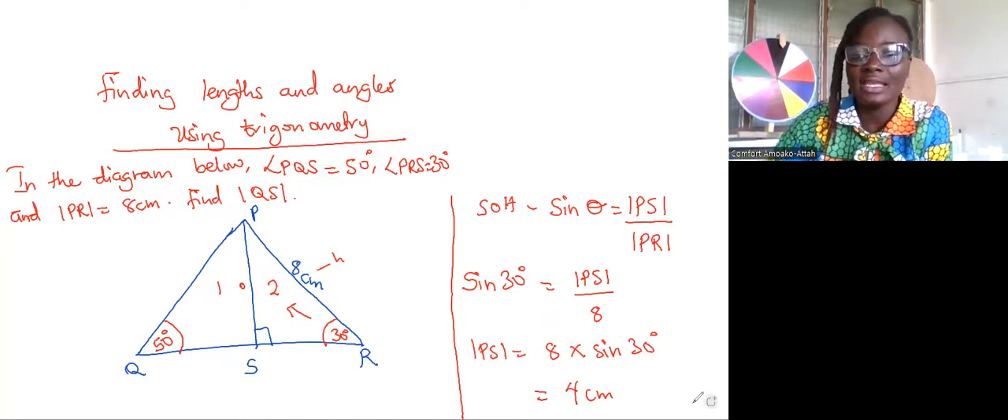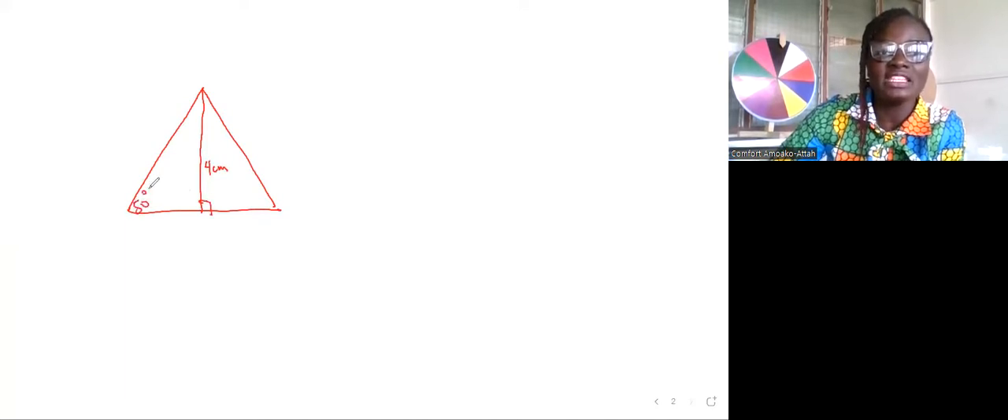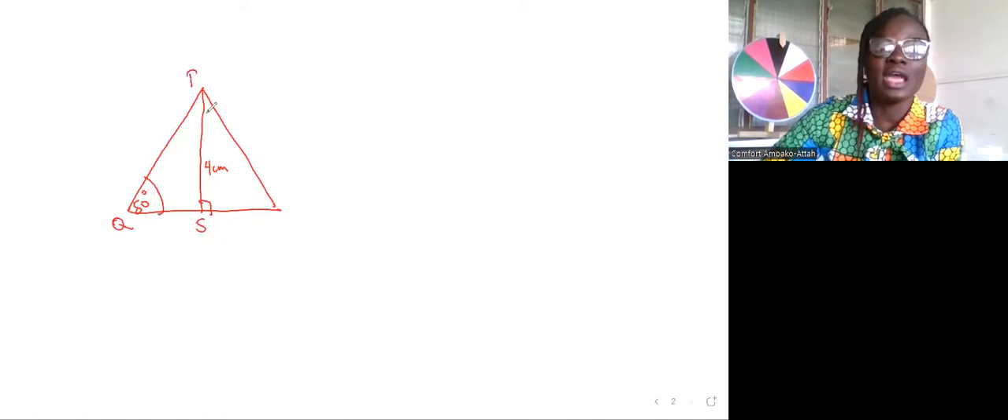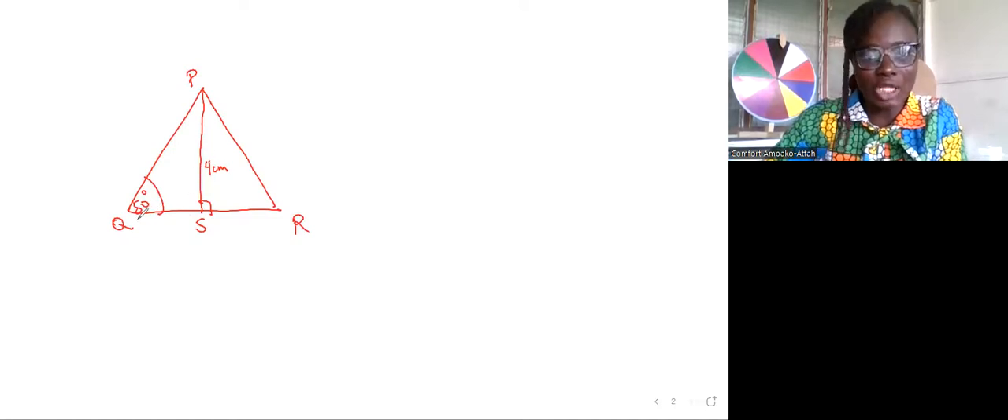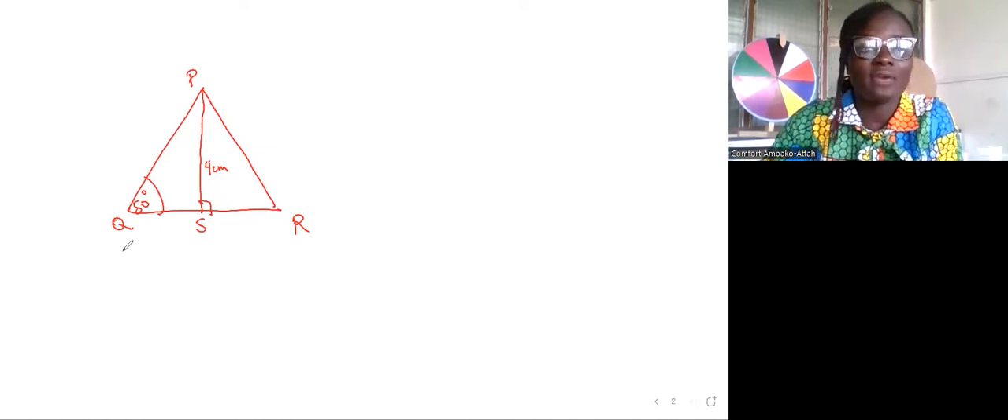So we are getting this triangle. We're drawing the triangle. We have this line, the height, this side, known as 4 centimeters. And we have this angle as 50 degrees. Okay, we have to find line QS. All right, so now since we have a side and an angle known, we can easily find this side.